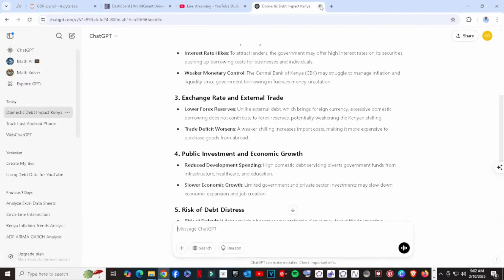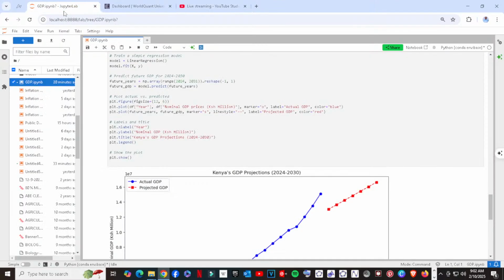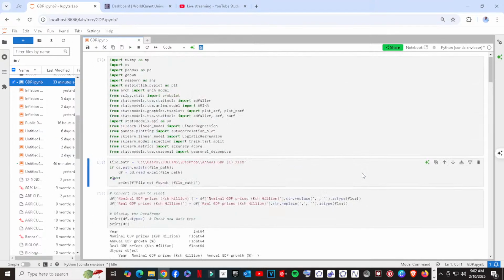Today I want us to consider annual GDP. So, first, just as usual, you can see that I'm projecting an analysis that I'd already tried.